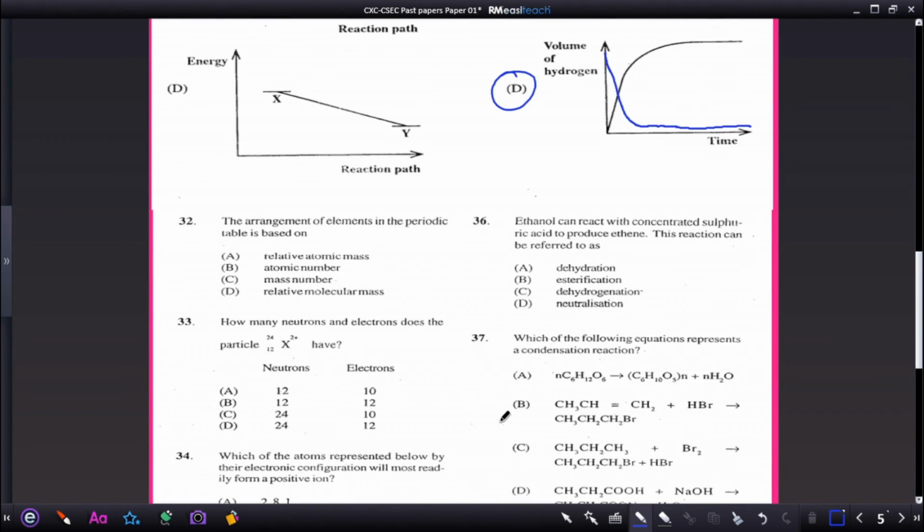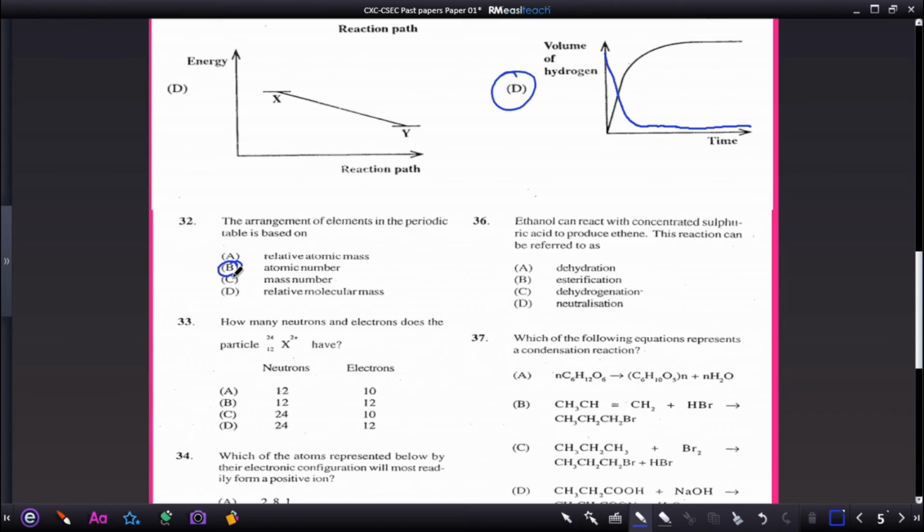32. The arrangement of elements in the periodic table is based on the atomic number. Again, not only does the atomic number tell you the number of protons or electrons in the neutral atom, it tells you the position where to find each element in the periodic table.